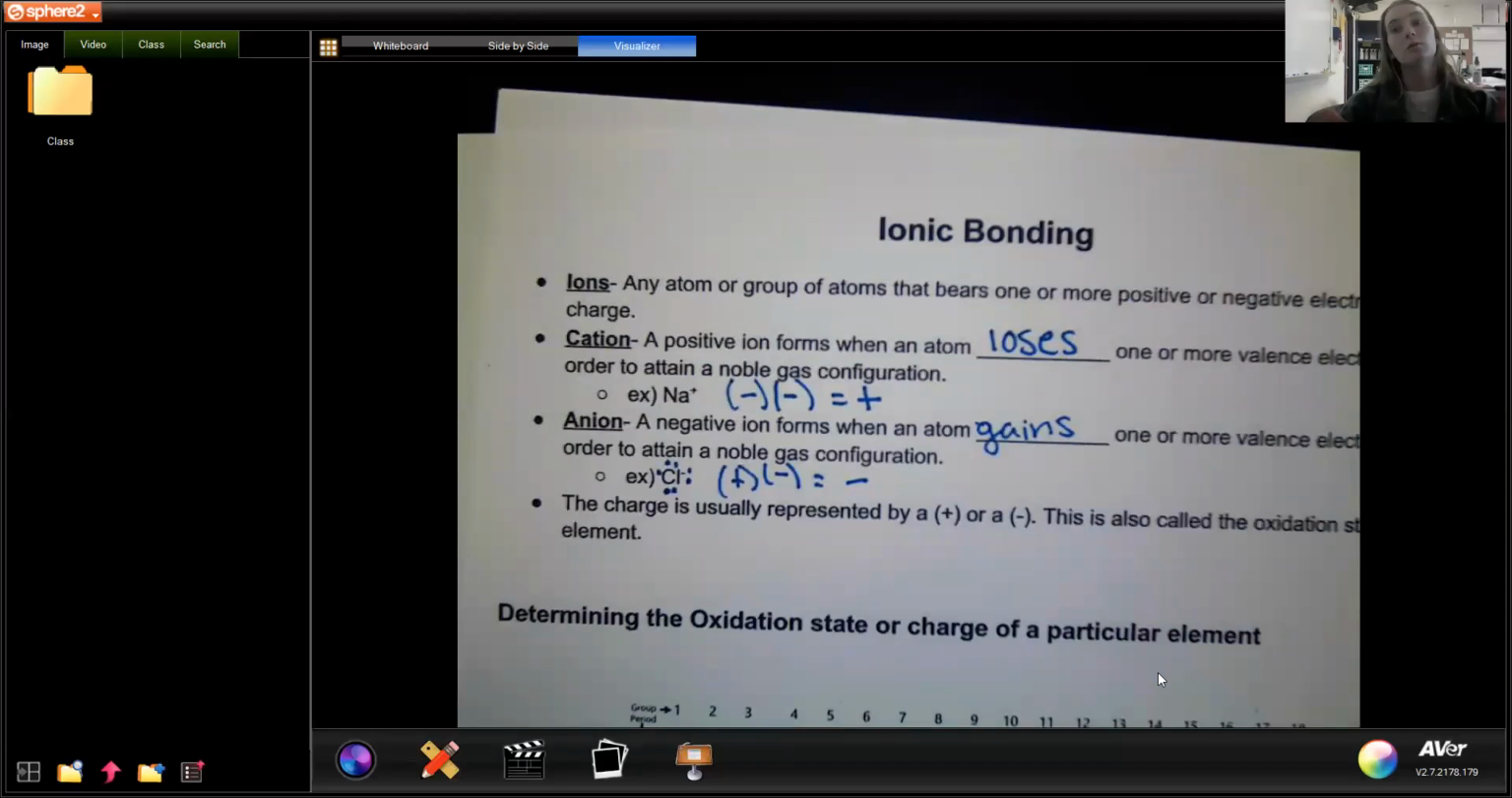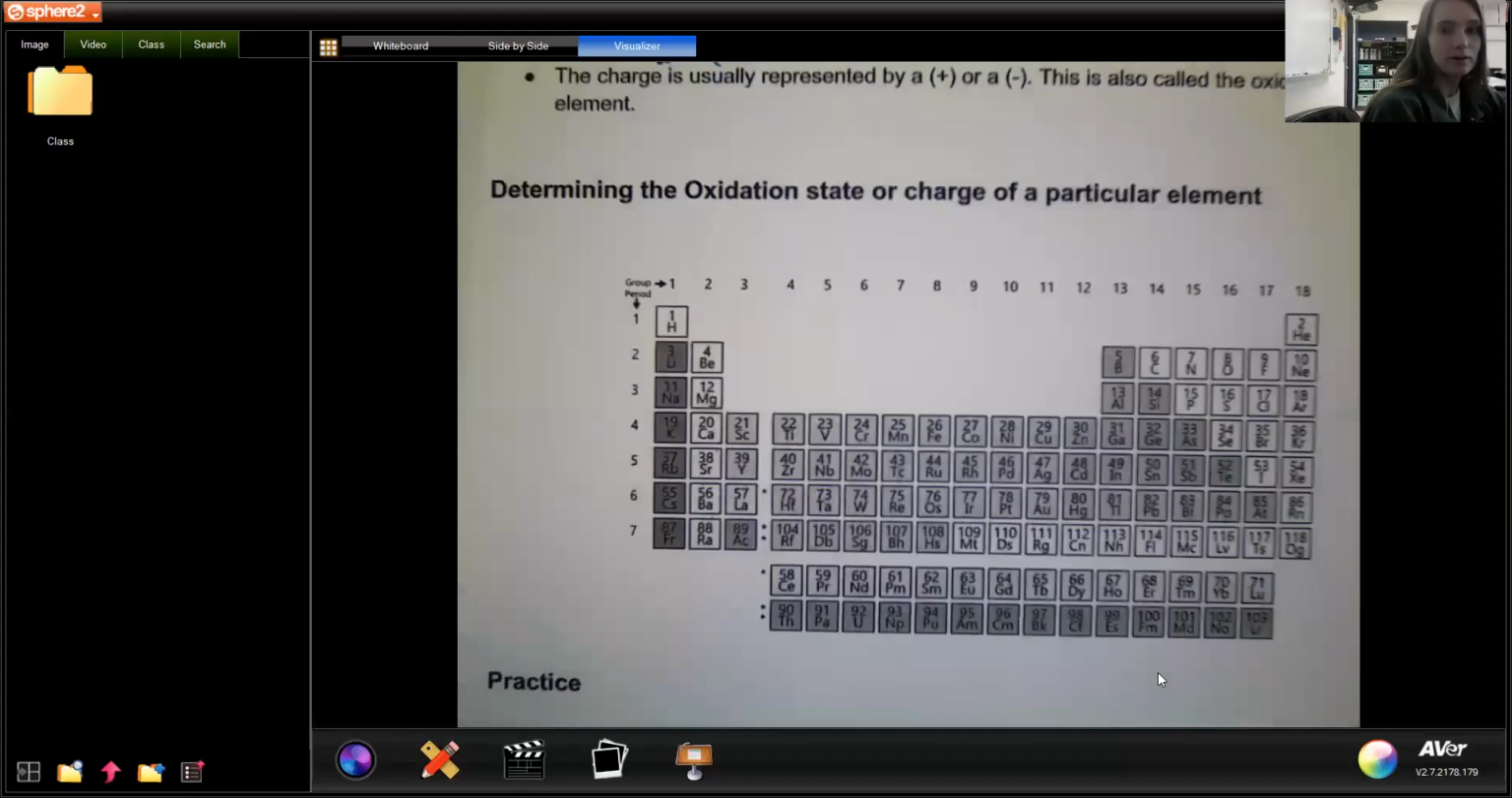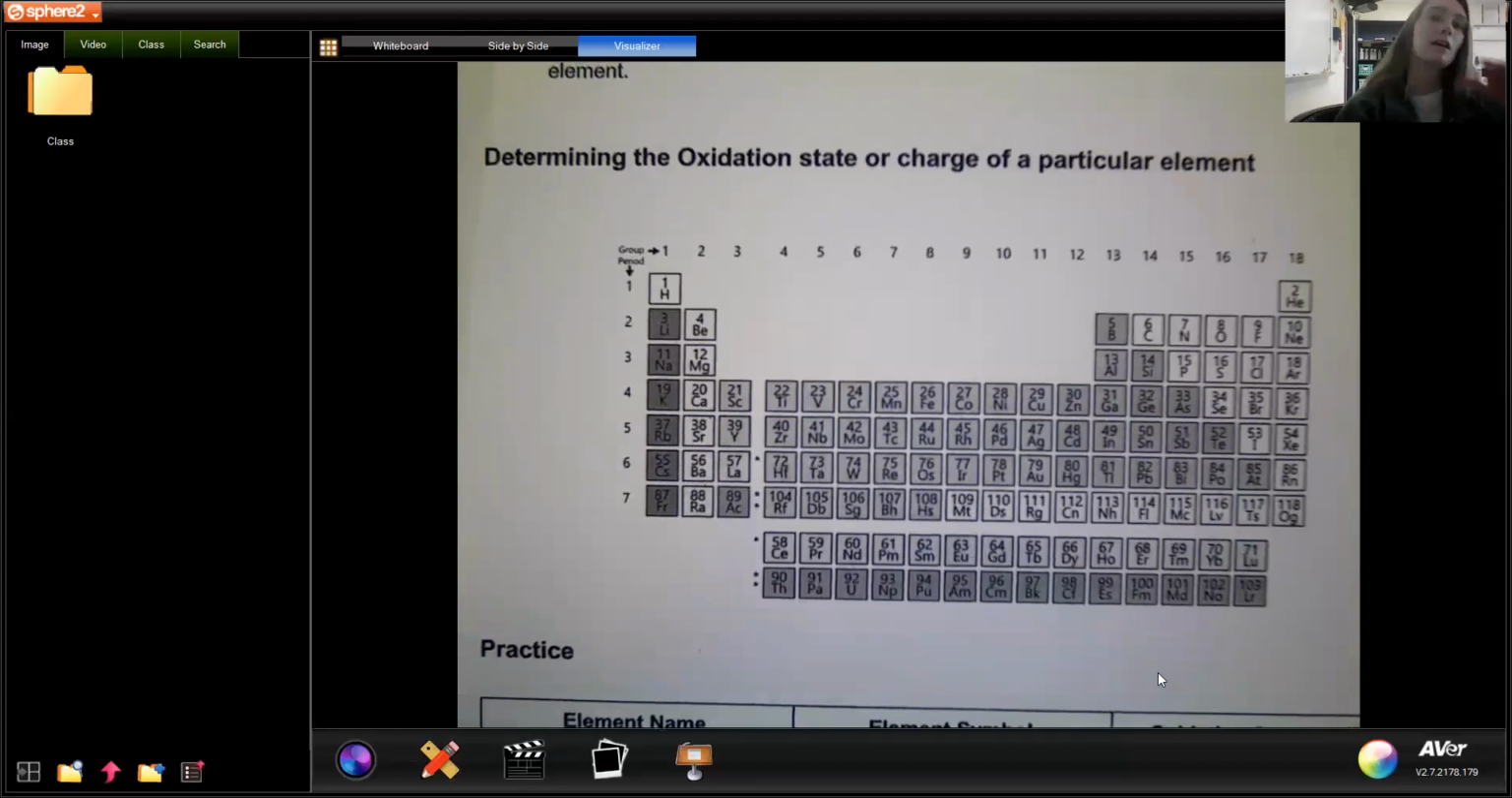Now, sometimes we call it charge, but other times we call it our oxidation state. Now, we talk about why it's called an oxidation state probably at the end of this unit or when you enter into AP or college courses. Just know for now that it's interchangeable between charge or oxidation state. Now, there's a trick, as there always is, to determine the oxidation state of a particular element.